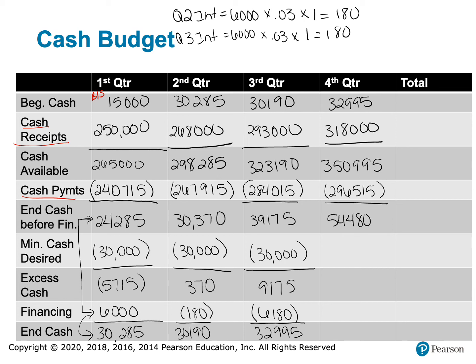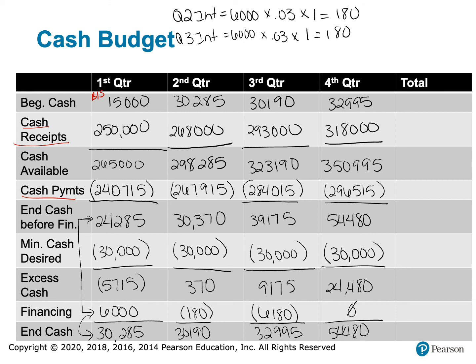Now, I subtract out my $30,000 minimum cash. I have plenty of excess cash. I definitely don't have to borrow. I've got $24,480. I've already paid off everything that I borrowed, so there's no financing. So my ending cash balance is just the $54,480.